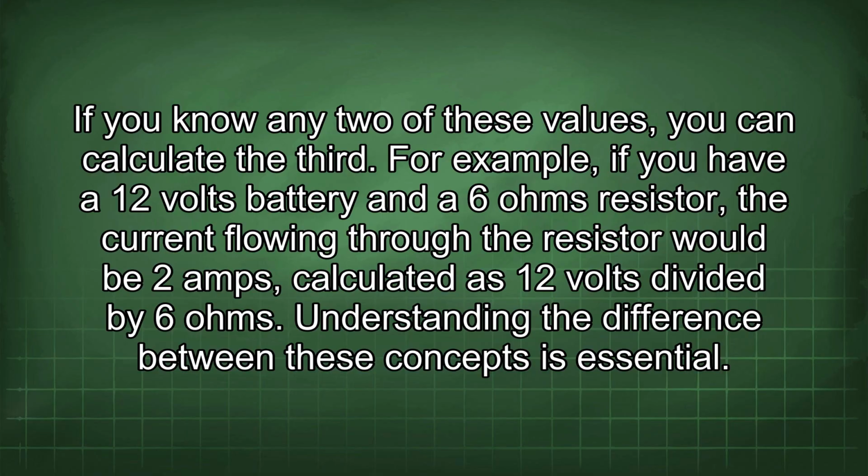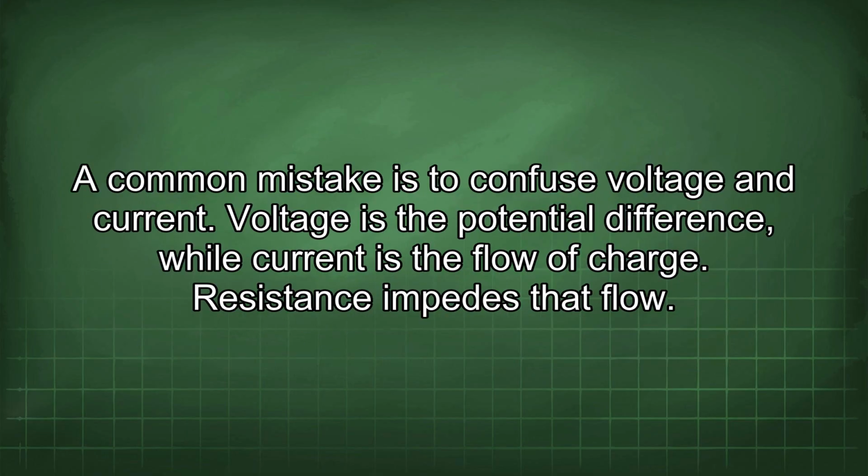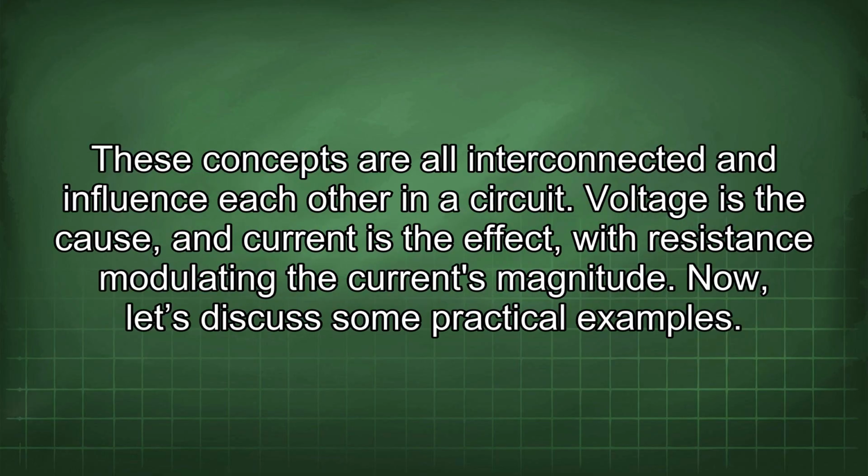Understanding the difference between these concepts is essential. A common mistake is to confuse voltage and current. Voltage is the potential difference, while current is the flow of charge. Resistance impedes that flow. These concepts are all interconnected and influence each other in a circuit. Voltage is the cause, and current is the effect, with resistance modulating the current's magnitude.